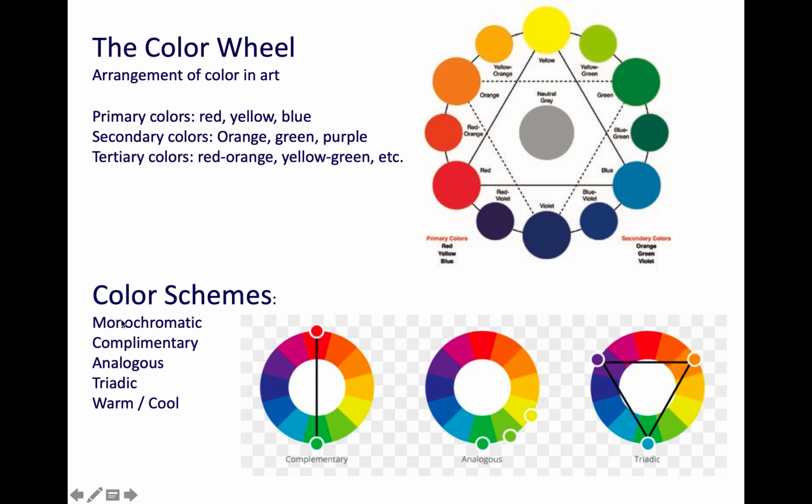Then we get down to actual choices of, I'm going to work with these colors in this painting. That's called a color scheme. So we have color schemes of monochromatic, which is just one color and then you make it lighter or darker. Then we have complementary, which is this one. They're directly opposite each other. We have analogous. They're right next to each other on the color wheel. Then we have triadic, three equally distant separated colors around the color wheel.